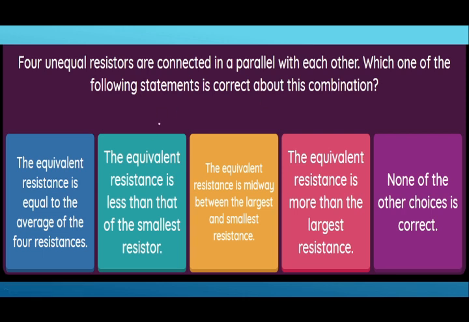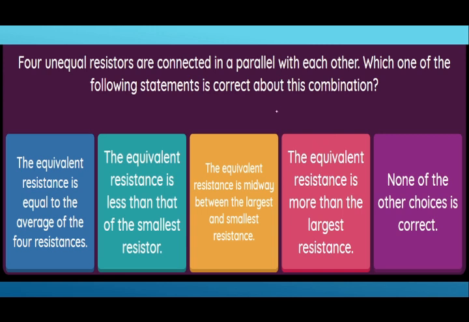Question number 3. 4 unequal resistors are connected in parallel with each other. Which one of the following statements is correct about this combination? First, the equivalent resistance is equal to the average of the 4 resistances. Second, the equivalent resistance is less than that of the smallest resistor. Third option, the equivalent resistance is midway between the largest and smallest resistance. Fourth option, the equivalent resistance is more than that of the largest resistance.